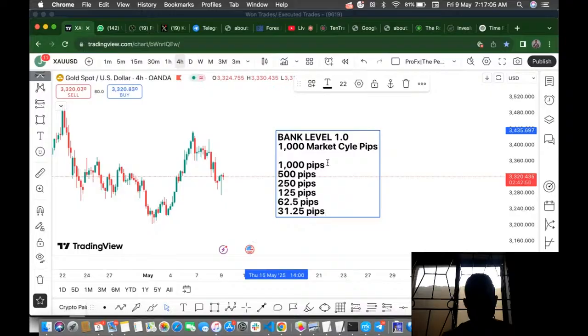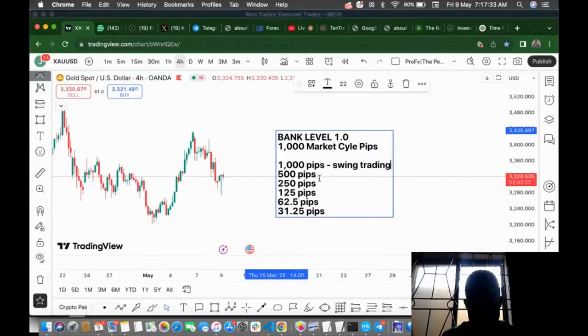The 1,000 and 500 are going to be swing trading. Sometimes for gold, 1,000 can even happen in a day, but for the sake of this, 1,000 is swing trading, 500 pips is swing trading. For volatile pairs, 250 pips is day trading. Volatile pairs, 125 pips is day trading.